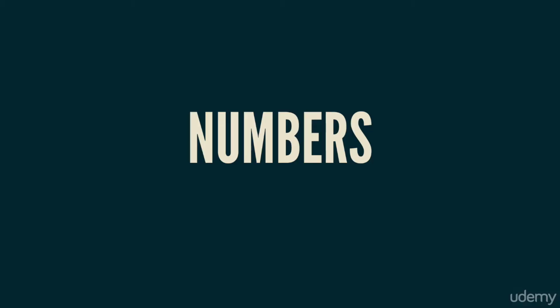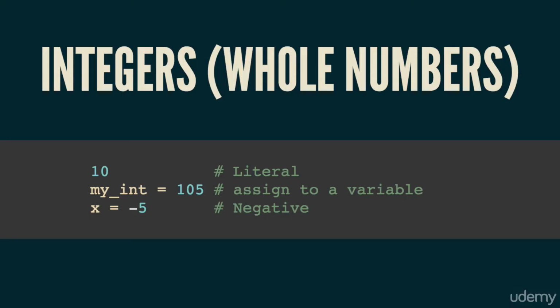Let's learn about numbers now. Numbers in computers are incredibly important, and Ruby is no exception. We can define different kinds of numbers though. The first kind of number we're going to learn about is known as an integer, or a whole number.